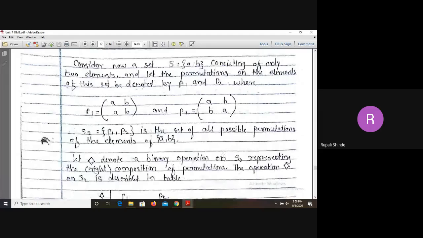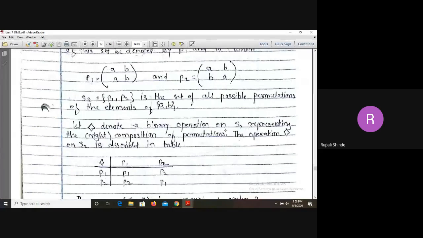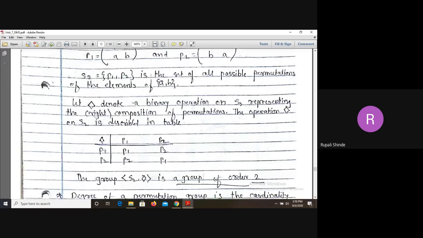Now here one example is given for permutation. Set S is given, which consists of two elements A and B, and permutations P1 and P2 are given: P1 as AB, AB and P2 as AB, BA. From this we have to form a permutation table with this operation. So we can say this is the operation for permutation. Now we have to form the permutation between P1 and P2, so rows are P1, P2 and columns are P1, P2.